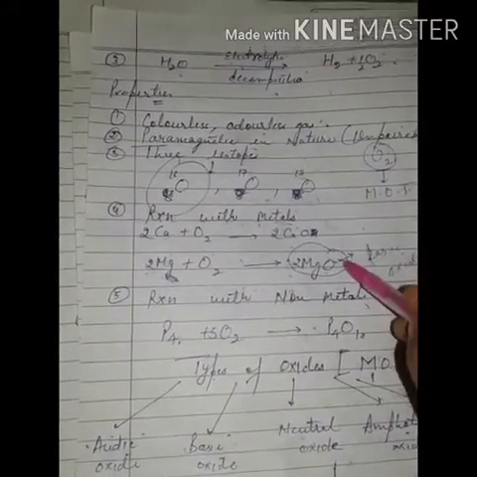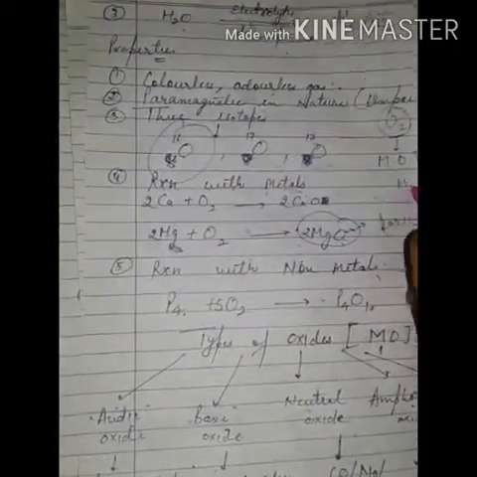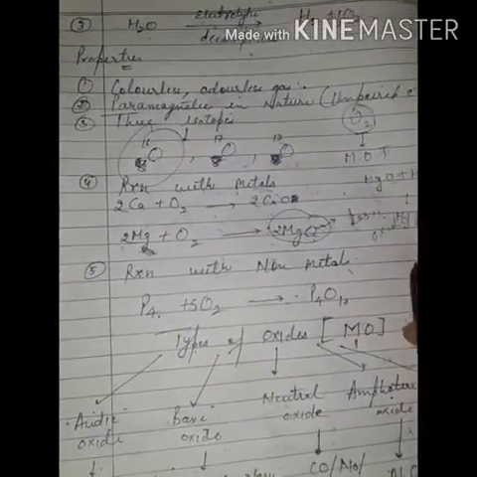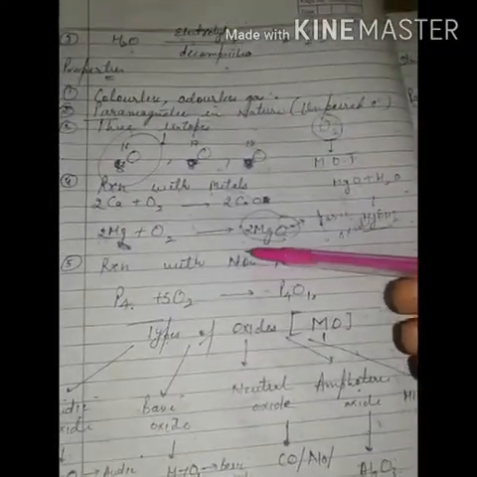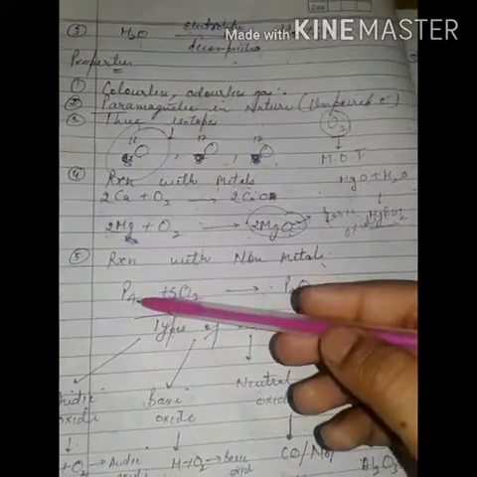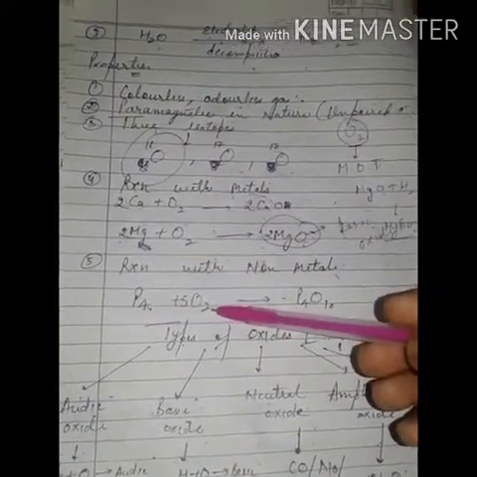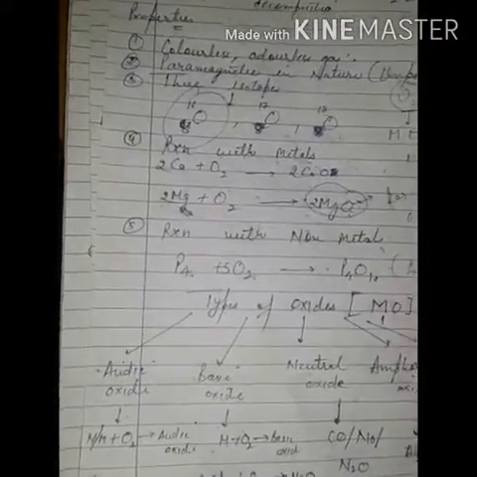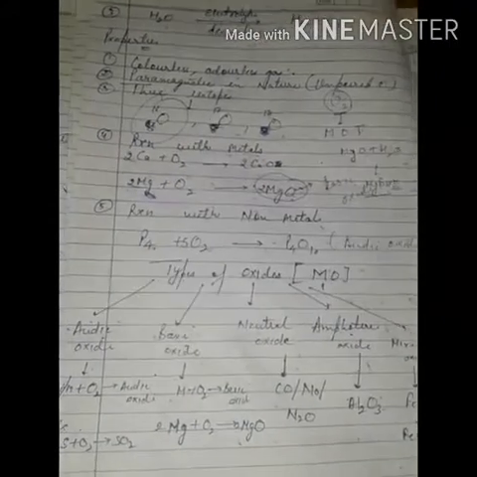How do we come to know that it is a basic oxide? When we dissolve this magnesium oxide in water, it gives you magnesium hydroxide, which is a base. Oxygen also reacts with non-metals, for example phosphorus, which exists in P4 form. If we burn it in presence of oxygen, then it will give P4O10. This oxide is acidic in nature. So this is all about dioxygen.